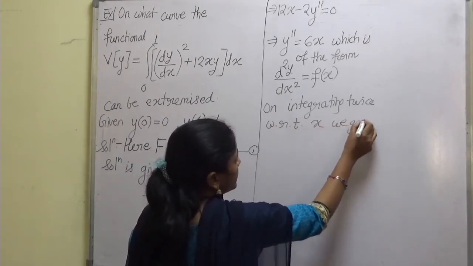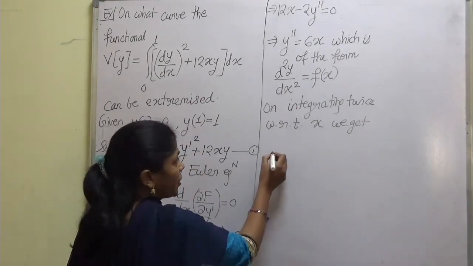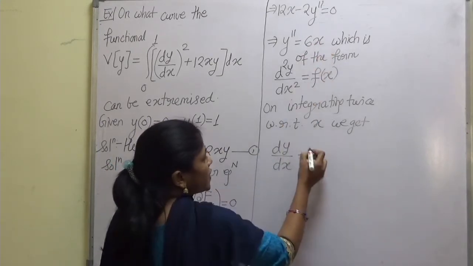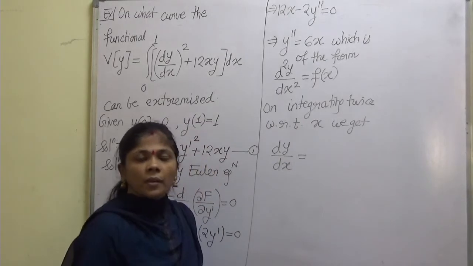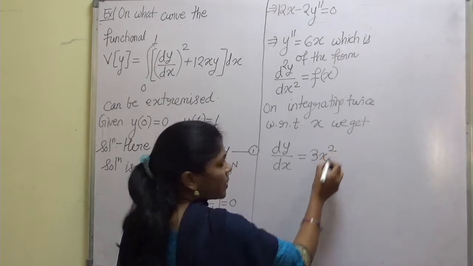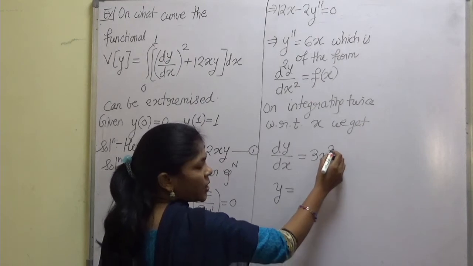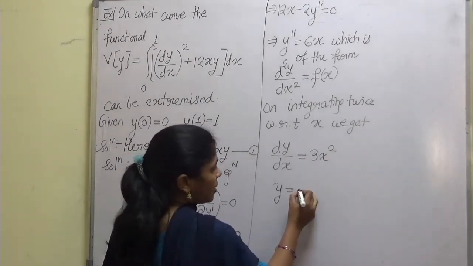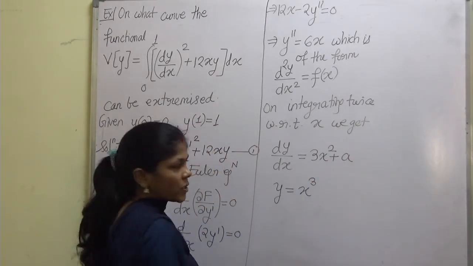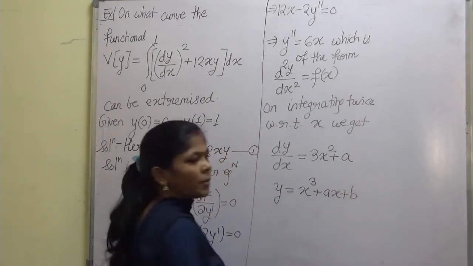We get, so what will it be? Integration of d2y by dx square reduces the order by 1, so it will be dy by dx equal to the integration of 6x, which is 6 times x square by 2, so the 2 cancels and we have 3x square plus a. Again integrate: y is equal to the integration of 3x square, which is x cube, plus ax plus the constant of integration b.